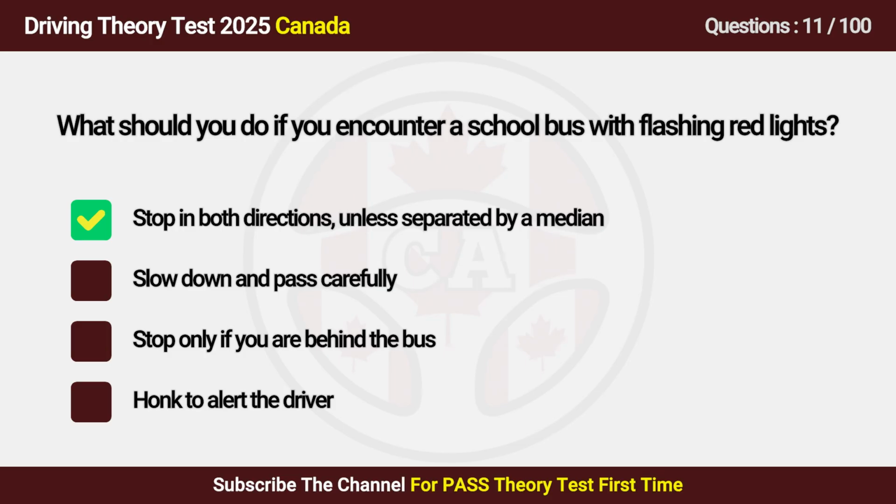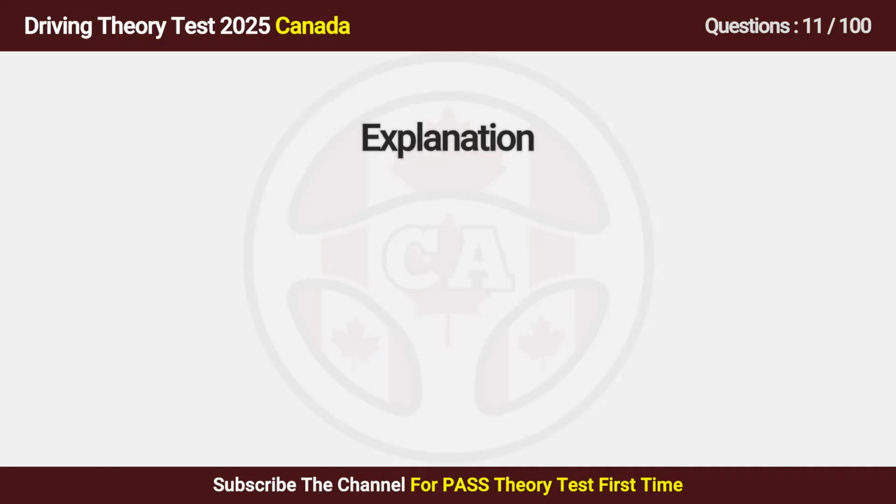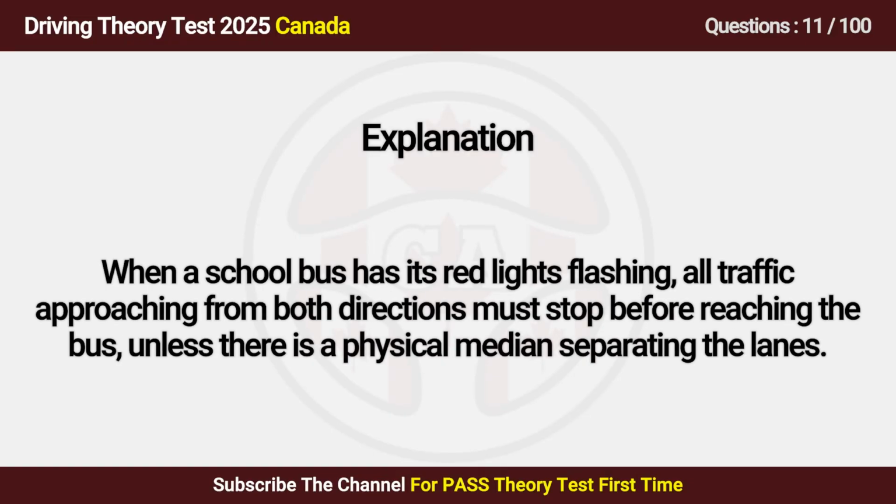Answer is A. Stop in both directions unless separated by a median. When a school bus has its red lights flashing, all traffic approaching from both directions must stop before reaching the bus, unless there is a physical median separating the lanes.